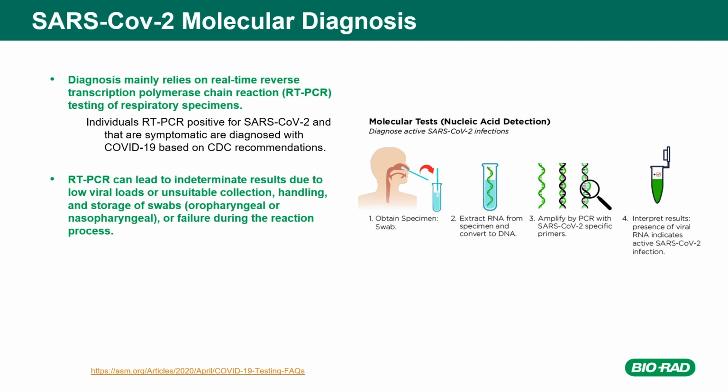RT-PCR can lead to indeterminate or negative results due to low viral loads or unsuitable collection, the timing of collection, handling of samples, and storage of swabs, or failure during the reaction process.